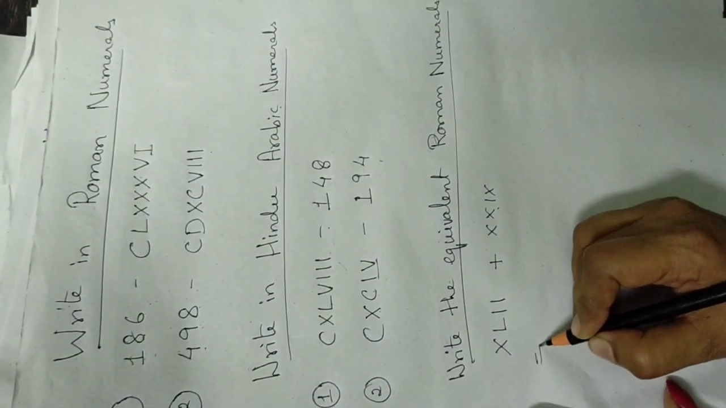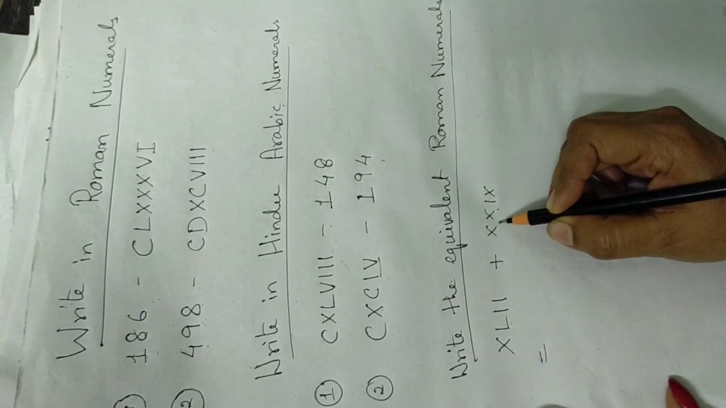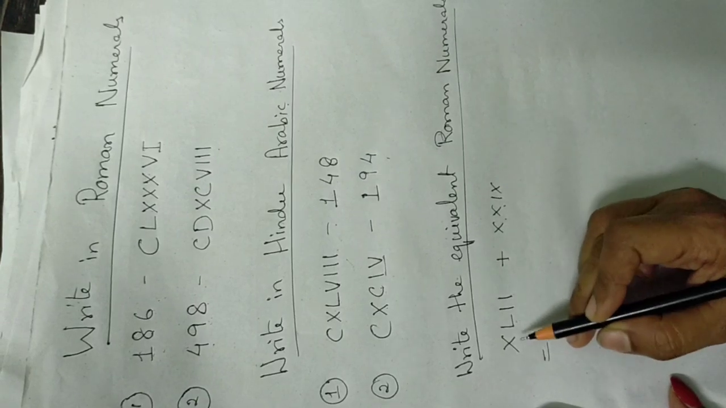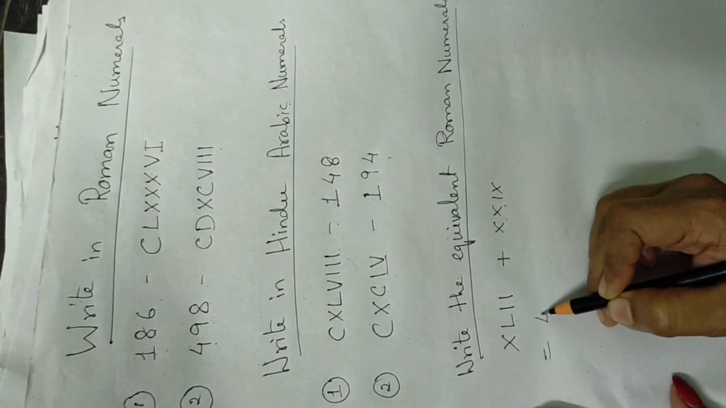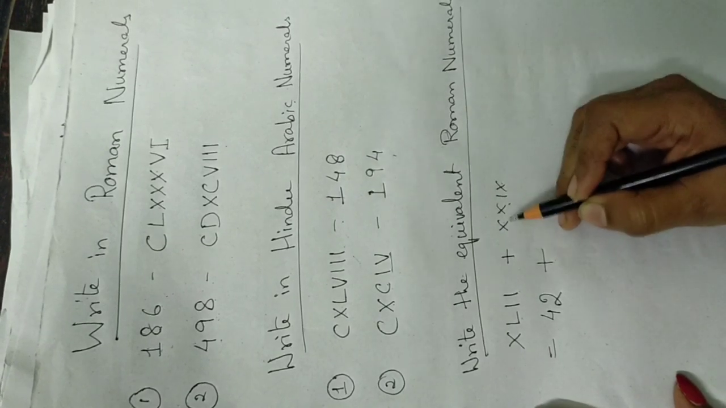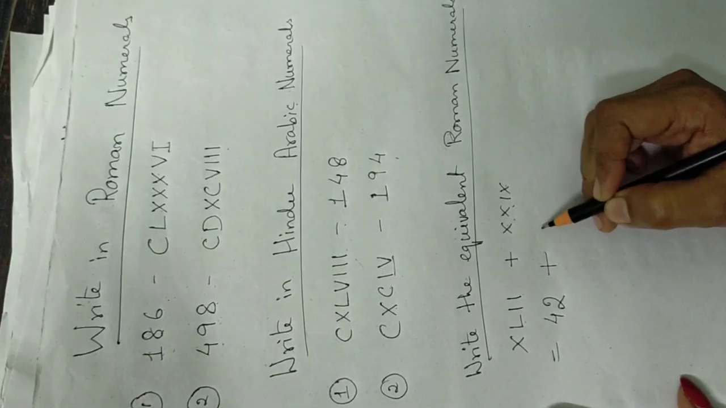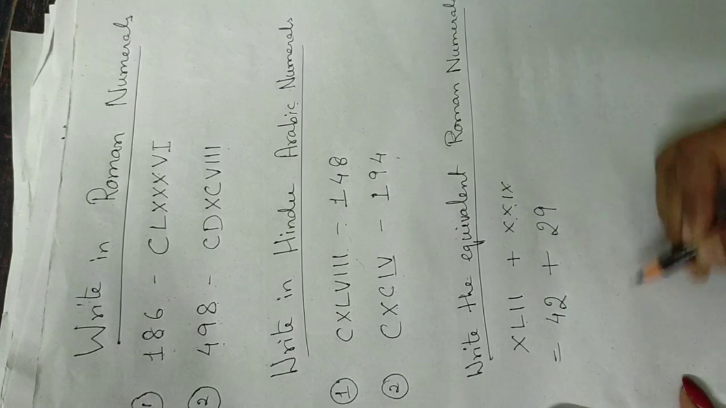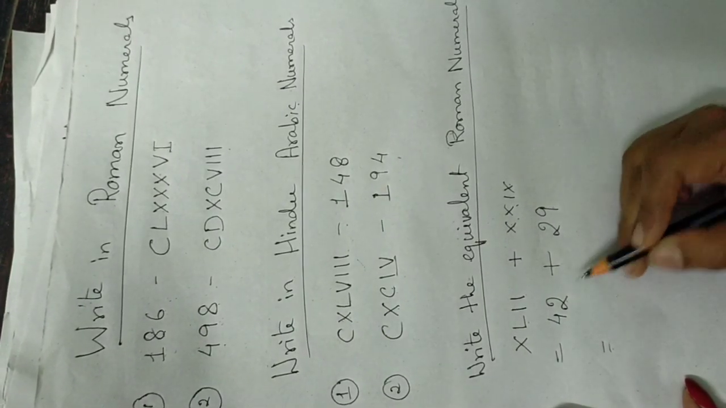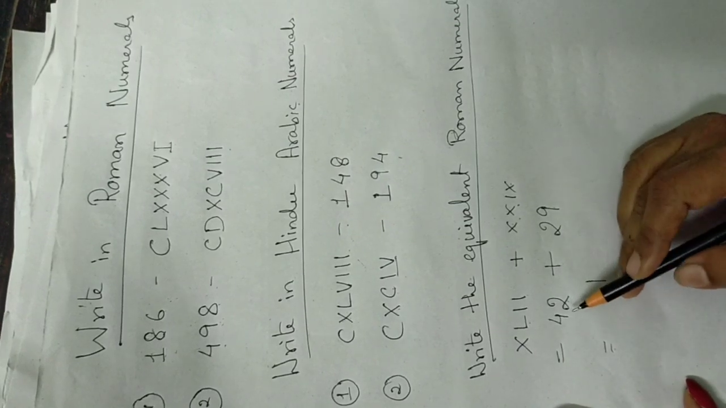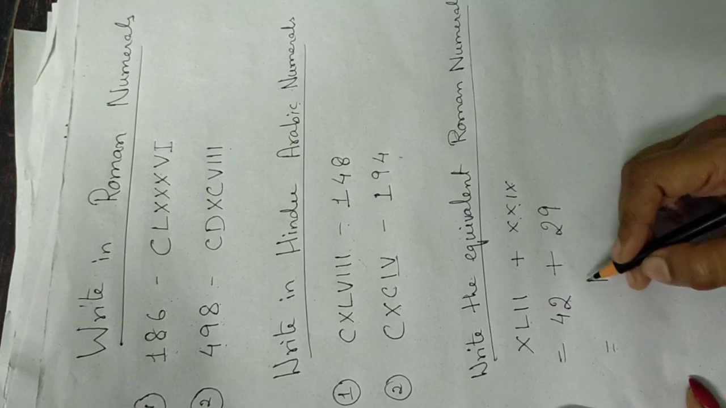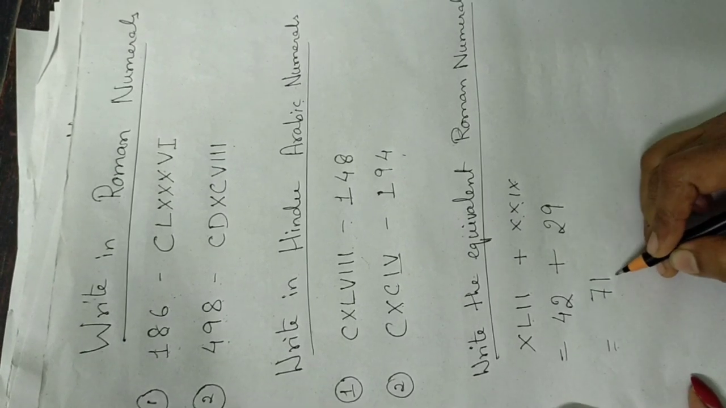I would suggest you convert these Roman numbers to Hindu-Arabic first. What is this? This is 42. So you write down 42 plus, what is this? 10, 10, 20 and 9. That means it is 29. Now add these two numbers. 9 plus 2, 11. 1 is carried. So 4 plus 1, 5. 5 plus 2, 7. The answer is 71.